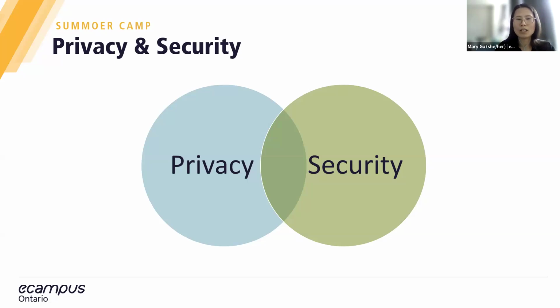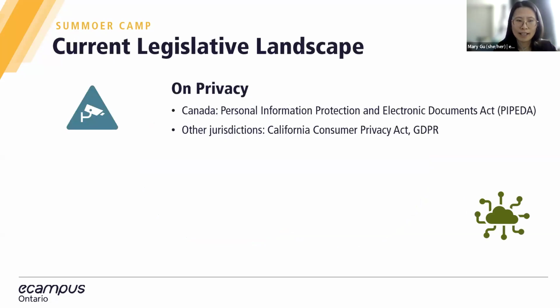The one thing I did want to acknowledge is that often when we talk about privacy, it's through the lens of an individual's rights, whereas security can be understood through individual or organizational lenses. And this can be really relevant when we start looking at the legislative landscape.